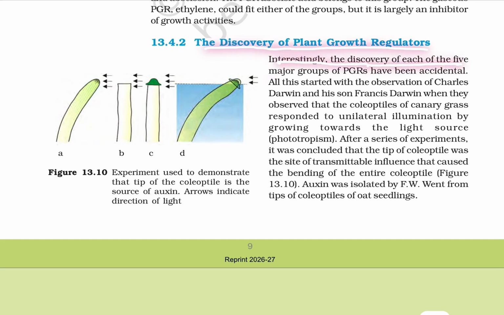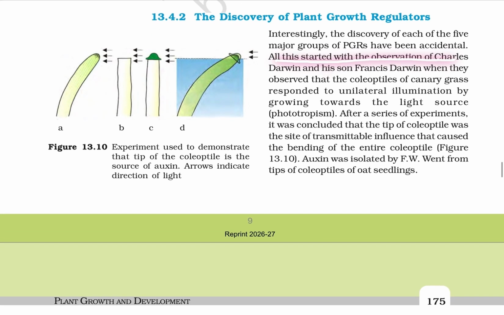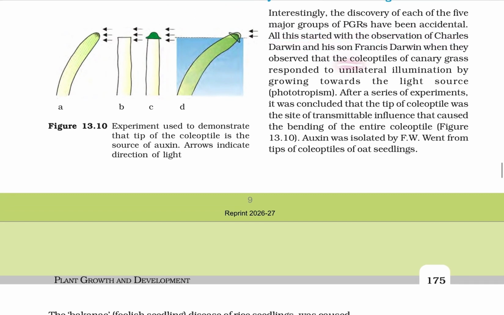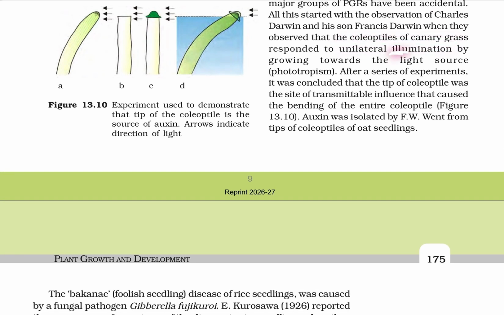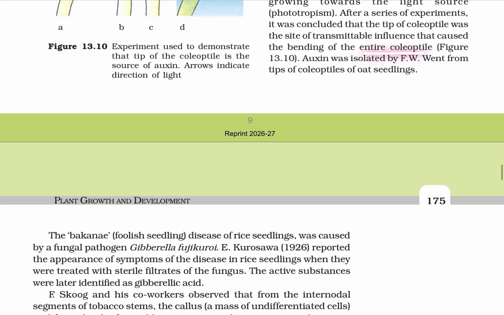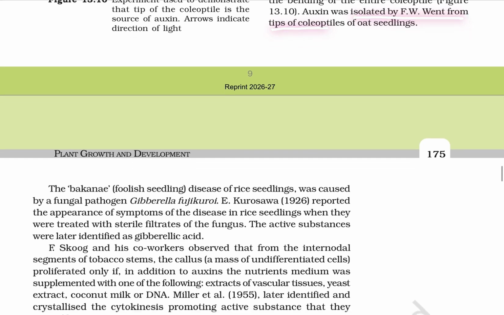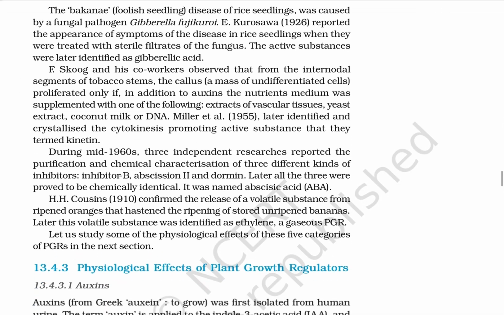Interestingly, the discovery of each of these five major groups of PGRs has been accidental. All this started with the observation of Charles Darwin and his son Francis Darwin when they observed that the coleoptiles of canary grass responded to unilateral illumination by growing towards the light source, phototropism. After a series of experiments, it was concluded that the tip of the coleoptile was the site of transmissible influence that caused the bending of the entire coleoptile. The auxin was isolated by F.W. Went from the tip of the coleoptile of oat seedlings.